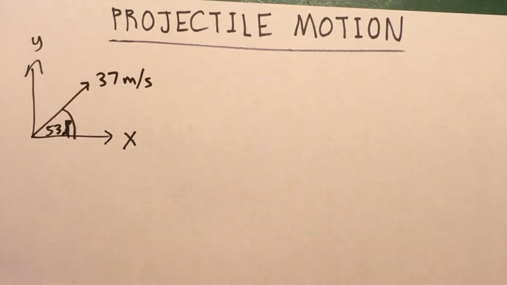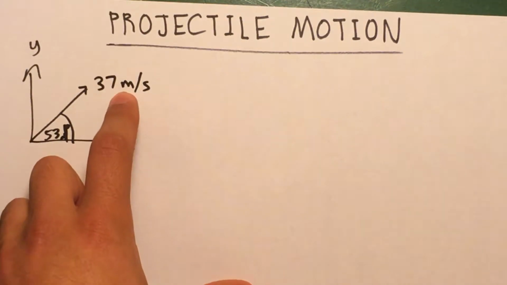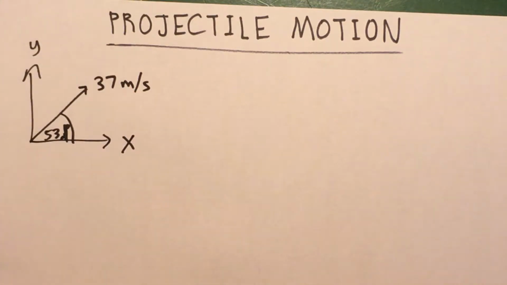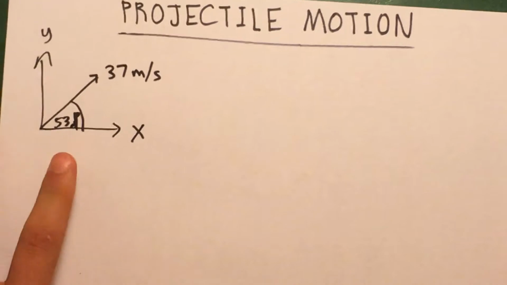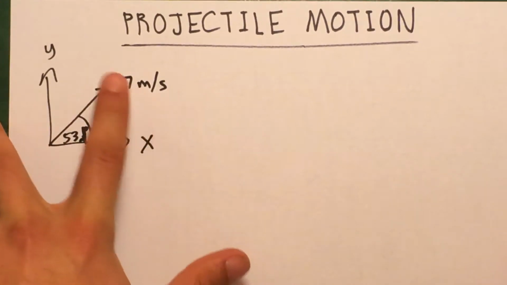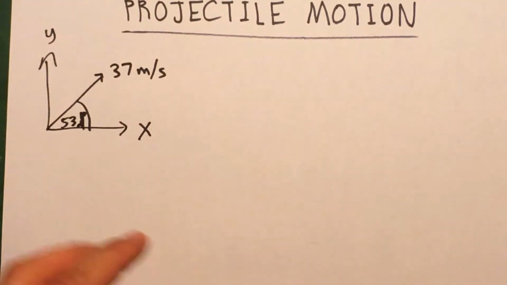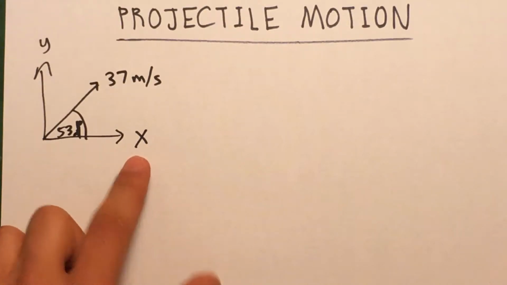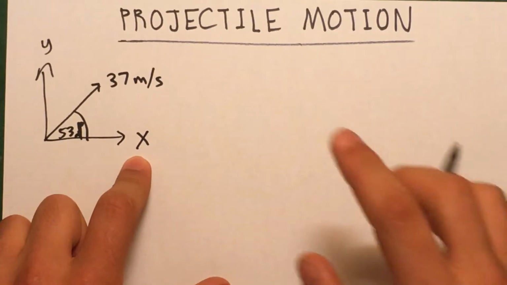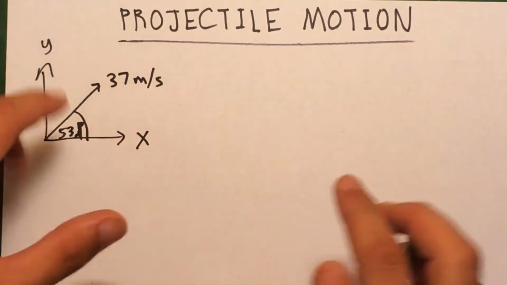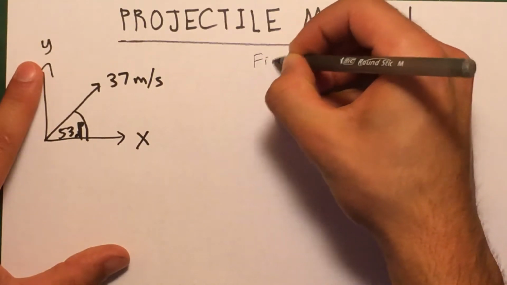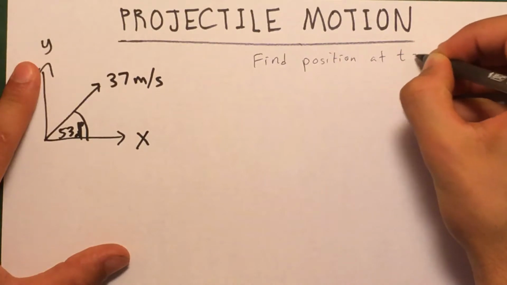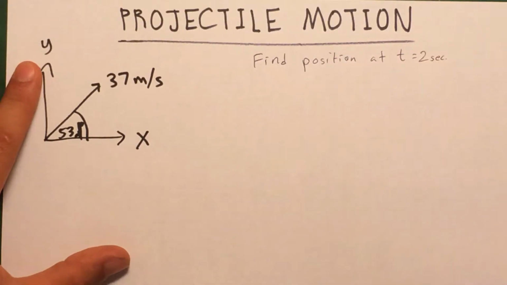From this, we're given that the initial velocity is 37 meters per second. That means we have to find the x component and the y component of this velocity in order to continue on. And the question is, we want to find the position of the ball and its velocity when time is 2 seconds.